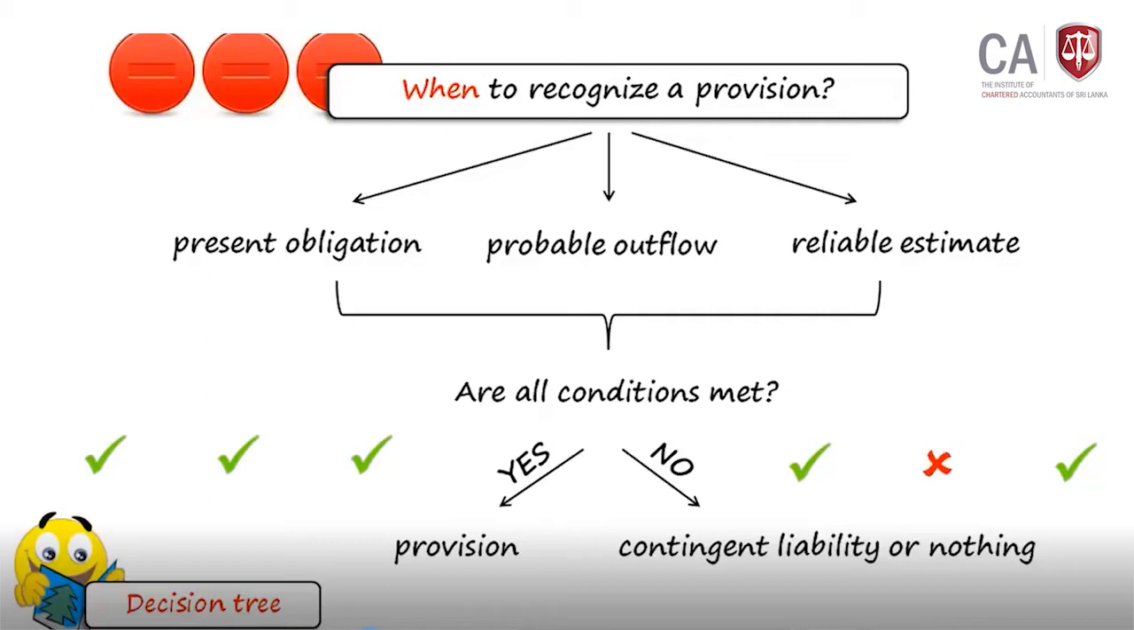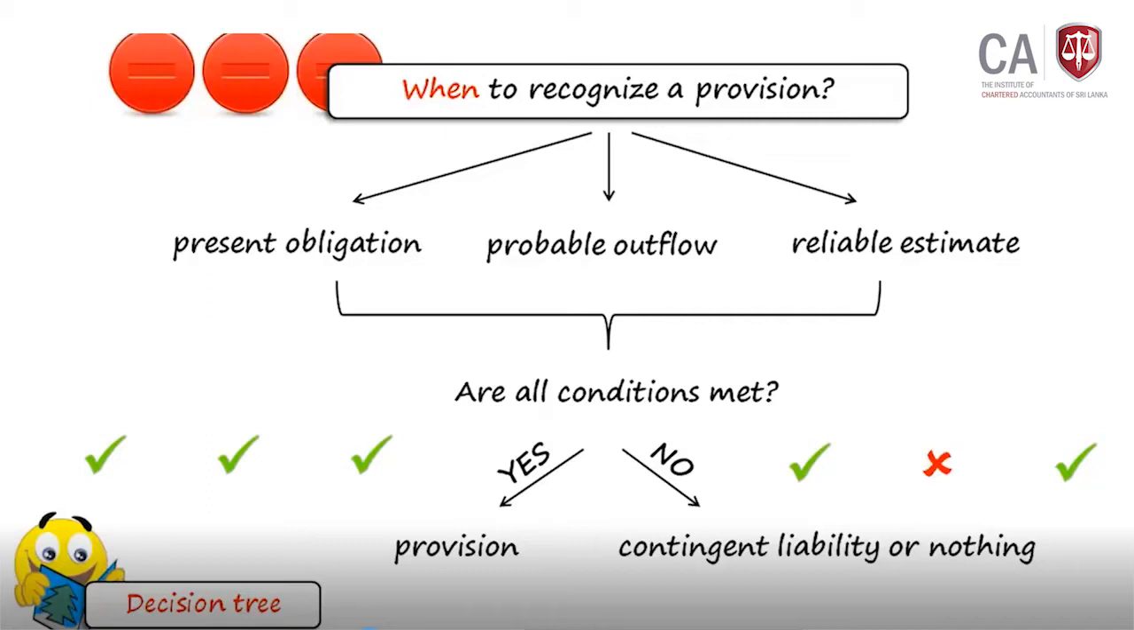You don't have a precise amount at the moment, but that estimated amount should be a reliable estimate. When you satisfy all these three, look at this word, all conditions met. What are the three conditions? It's a present obligation, a probable outflow of economic benefits, and that outflow you can measure in a reliable way. If all these three conditions are satisfied, you recognize provisions in your books.